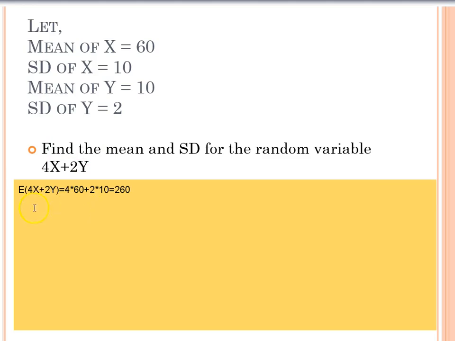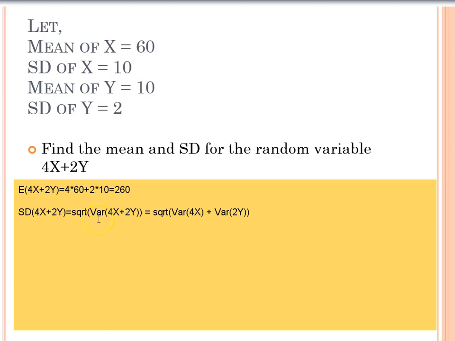So the expectation operator is pretty straightforward and intuitive. You can simply plug in the expectation of x where x is and the expectation of y where y is, because we're dealing with constants and we can simply add up those expectations, and so that's going to be an answer of 260. So let's move on to the standard deviation because that's a little bit more complicated.